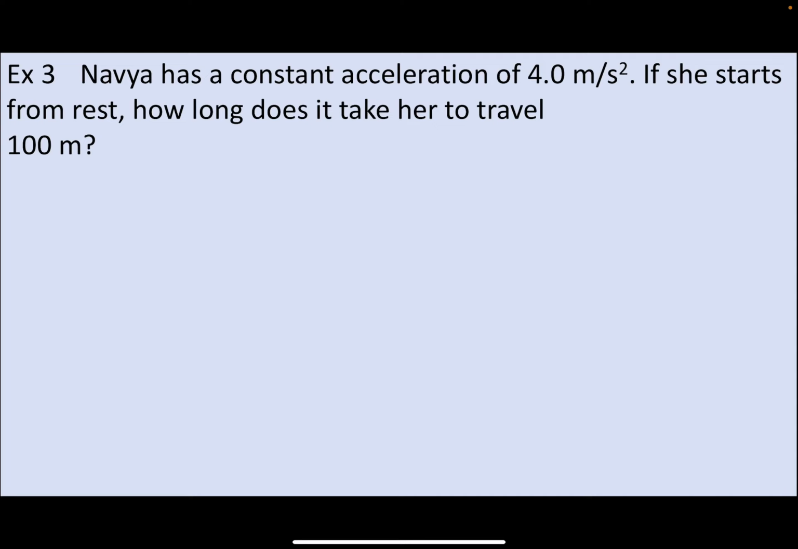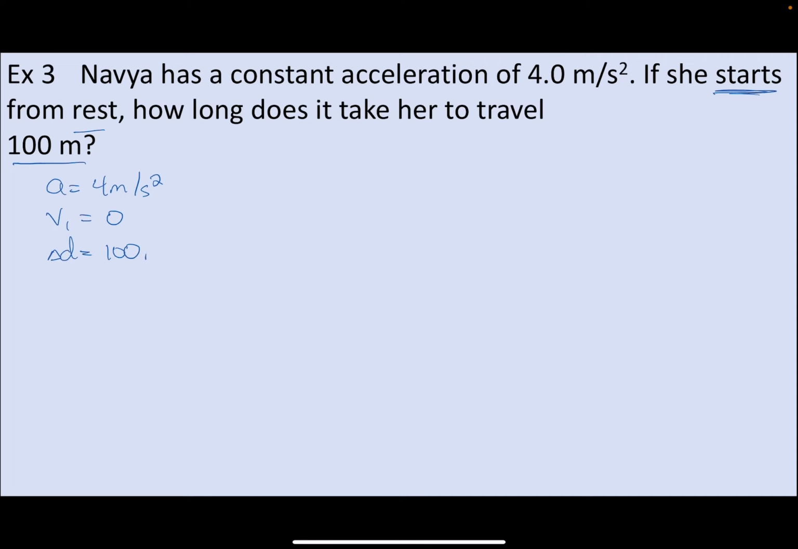Last one. Same idea, you guys, as we do these. Navya has a constant acceleration. So again, let's just write this down. Acceleration 4 meters per second squared. If she starts from rest, that's an indication that V1 is 0. How long does it take her to travel 100 meters? There's a displacement, 100 meters.